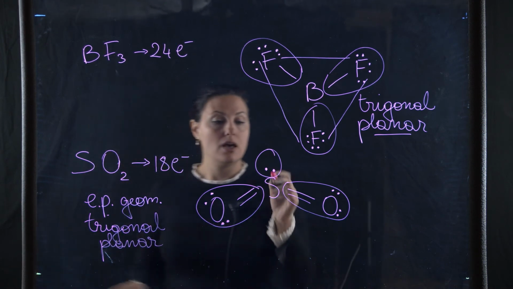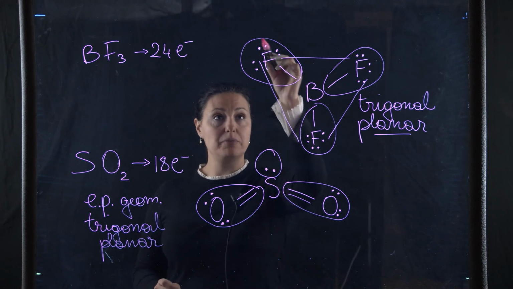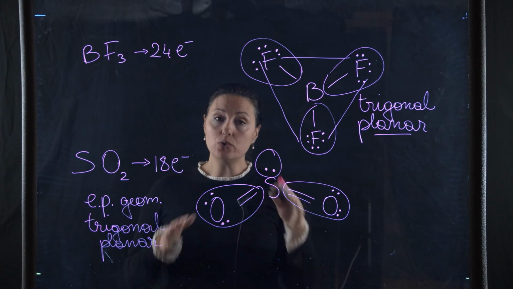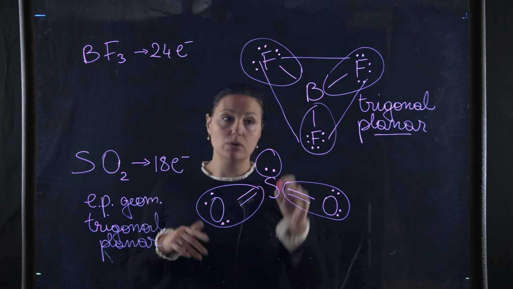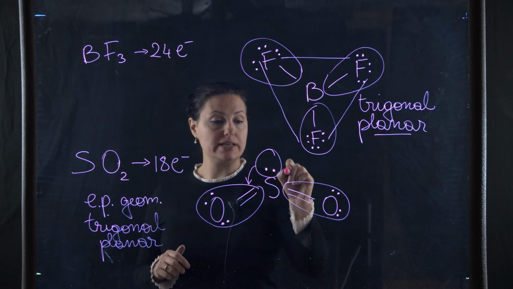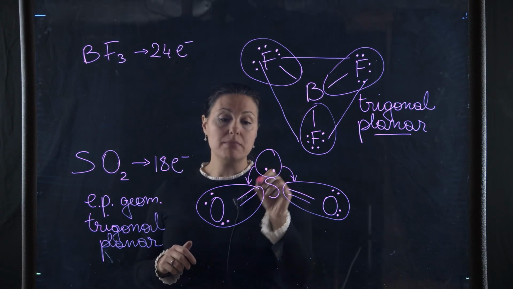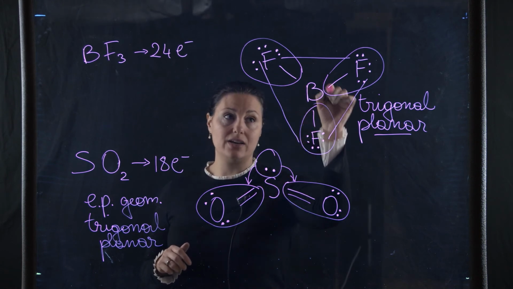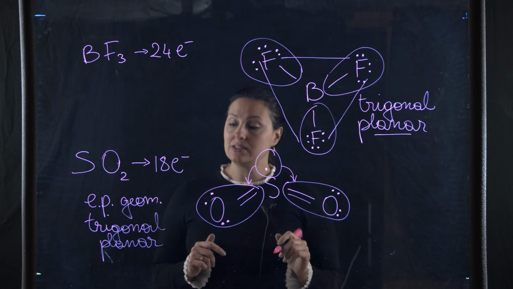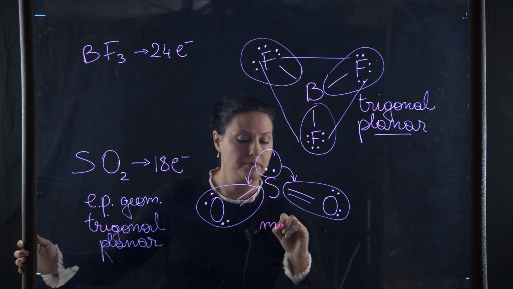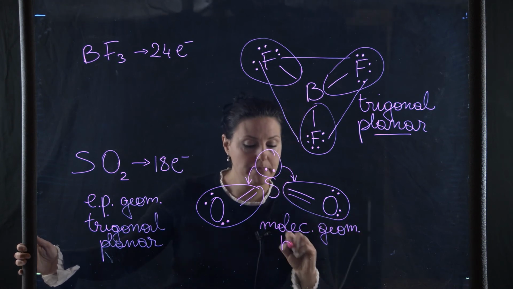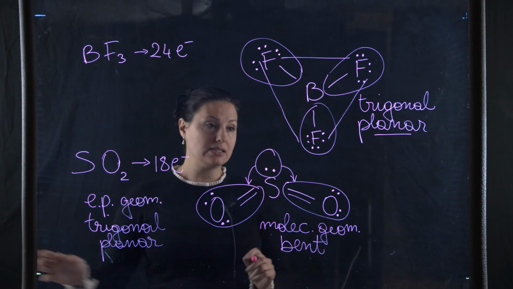However, the molecular geometry, because I've replaced one of those 3 atoms with a lone pair, and the lone pair takes a lot more room than just the atom would, so it kind of pushes these bonds down a little more, meaning the angles now are not going to be quite 120 degrees between the lone pair and those 2 atoms. This makes the molecular geometry bent. So that's the distinction.